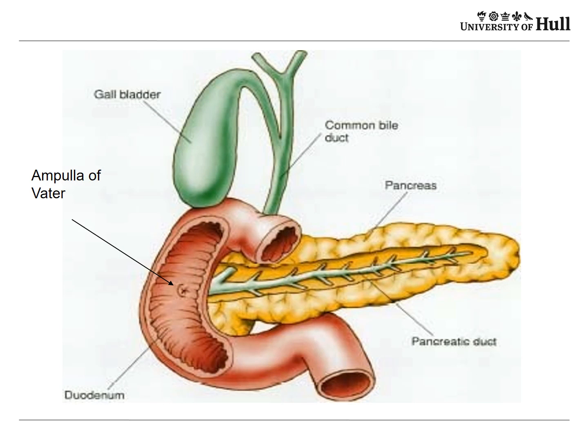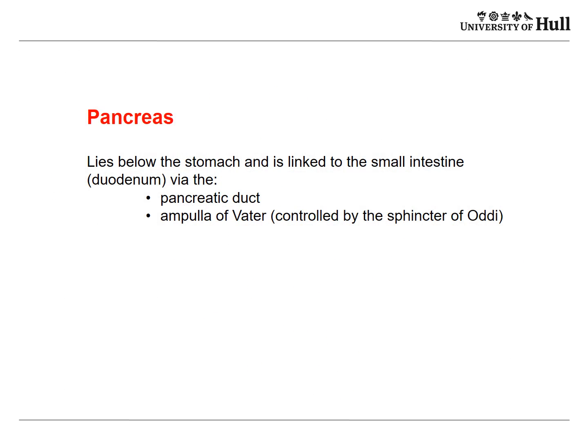Here's a diagram which also includes the gallbladder, which we'll come back to, and the pancreas shown here, with the pancreatic duct inside it collecting the various enzymes which are secreted into the duodenum at the ampulla of Vater. Pancreatic secretions include trypsin, amylase, and lipase, which digest protein, carbohydrate and fat respectively.